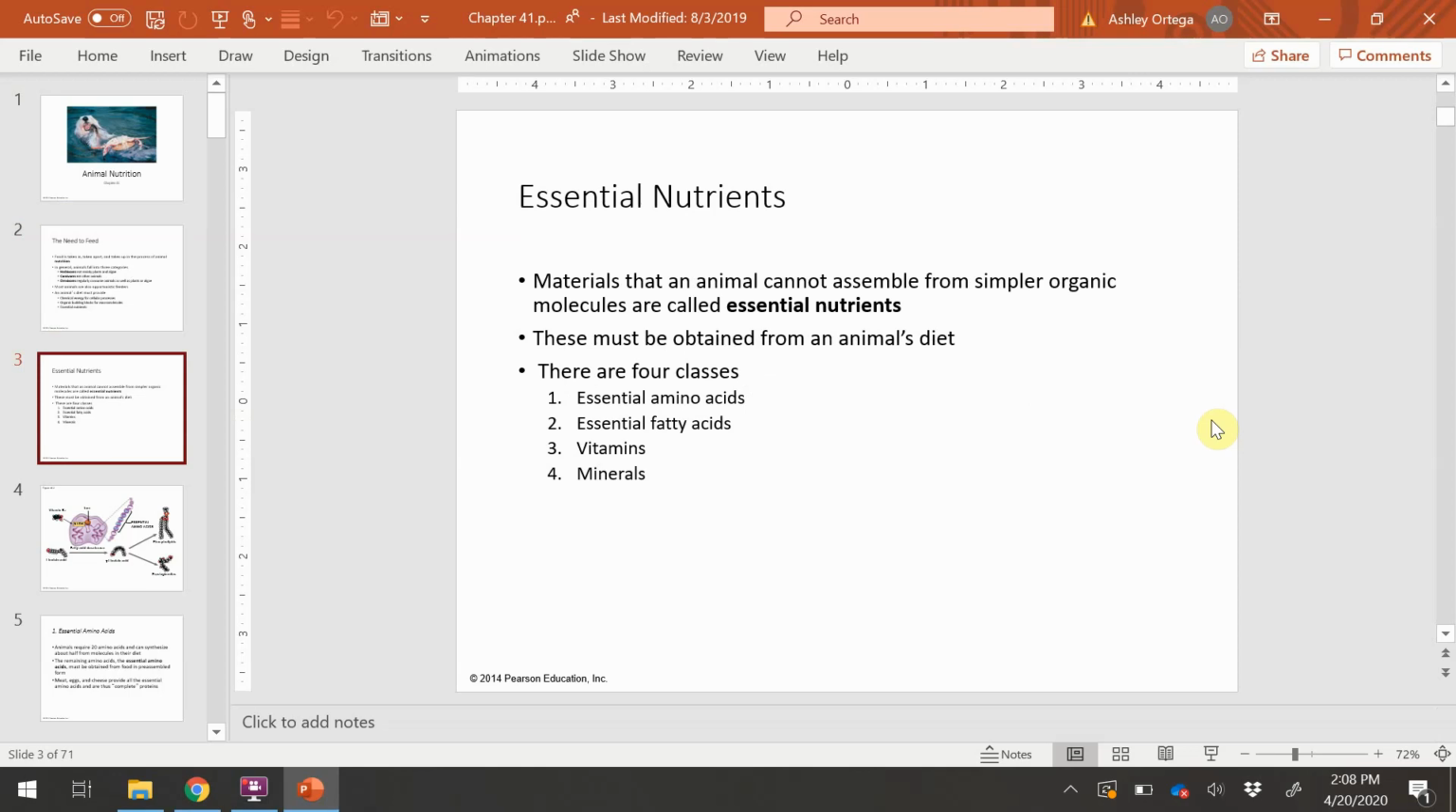Essential nutrients are materials that an animal cannot make on its own within its own body. They cannot assemble them from simpler organic molecules. And so these are called essential nutrients, and they must be obtained from the animal's diet. There are four classes of essential nutrients: essential amino acids, essential fatty acids, vitamins, and minerals. In this next picture, we'll look at an example.